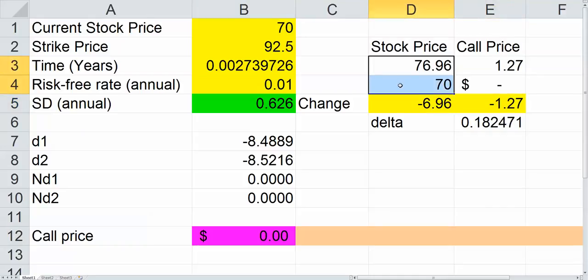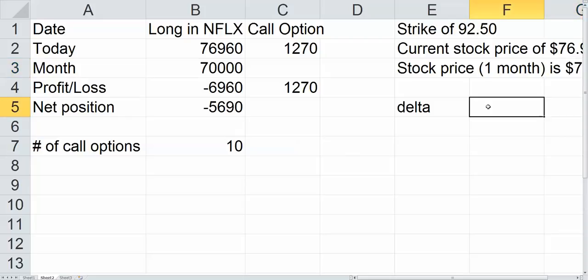The change in the stock price would be a drop of $6.96, and the change in the option price would be a drop of $1.27. Taking the change in the call price and dividing by the change in the stock price gives me a delta of 0.1825. I'm going to pop that information here.